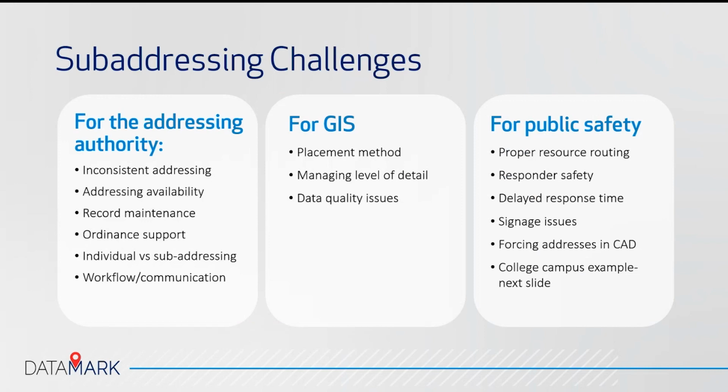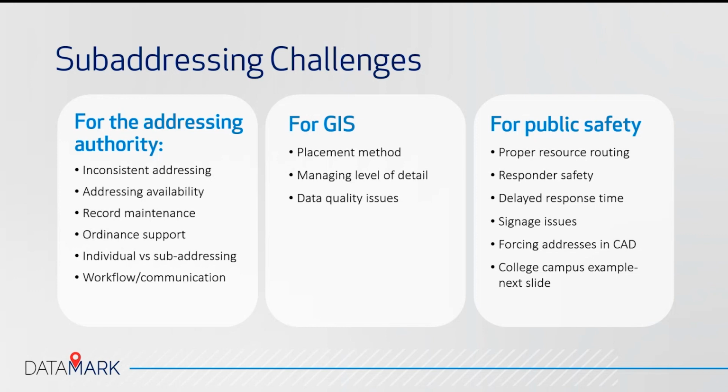So, sub-addressing challenges. For the addressing authority, often we struggle with inconsistent addressing. Is it unit or apartment? Then there's the availability of addressing. Do I have enough addresses available to do what I need to do? How do I keep track of this information? If someone is not using GIS, maintaining the data might be very difficult. You might have it recorded as 147-7 Main Street when it's really 147 Main Street, apartment 7.